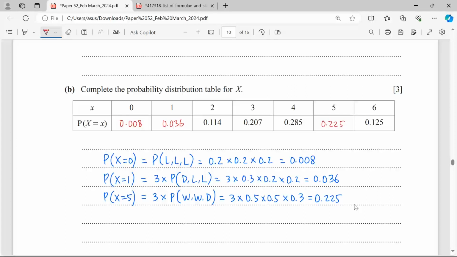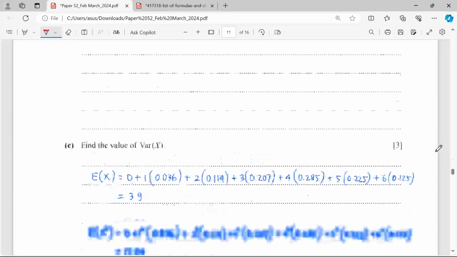Or if we want to find out probability x is equal to 5 without using this one, we can also have another approach, which is you can just do 1 minus the sum of all probabilities that we have found. Remember, the sum of the probabilities is equal to 1. So in order to get this, you can do 1 minus the sum of the whole values here. And you get the same result, which is 0.225. So either way is okay.